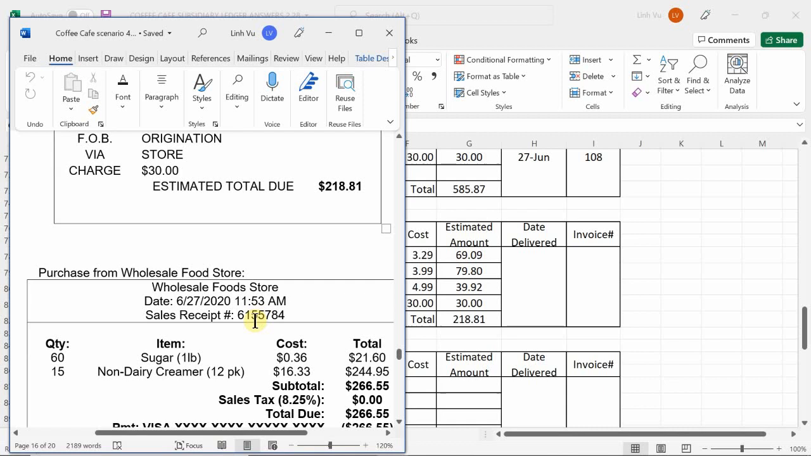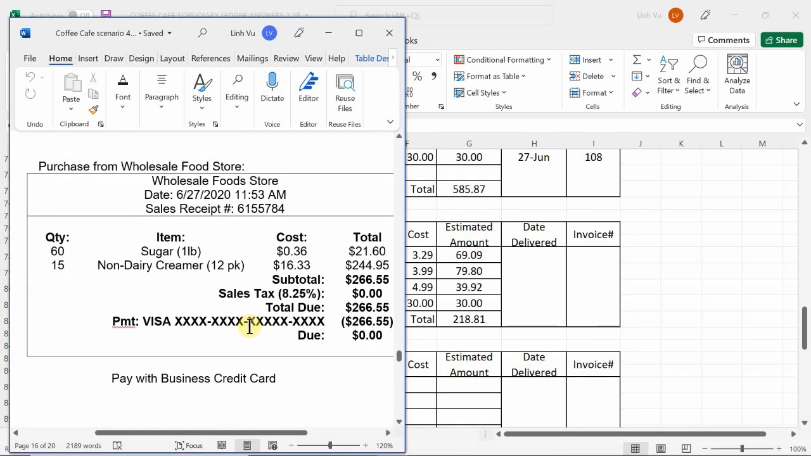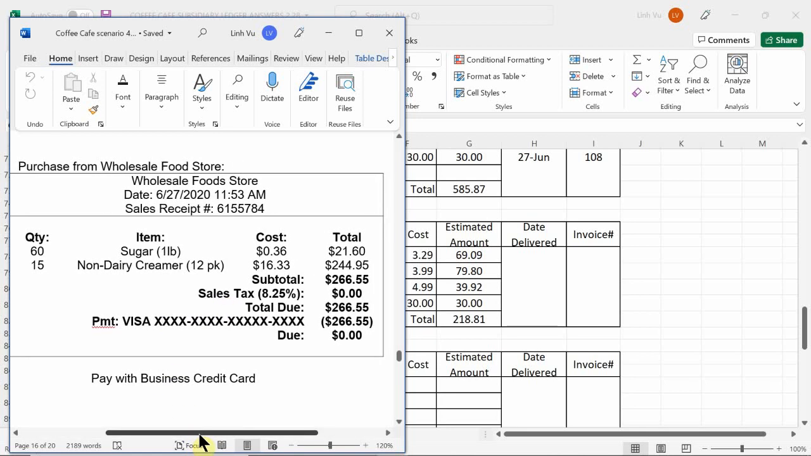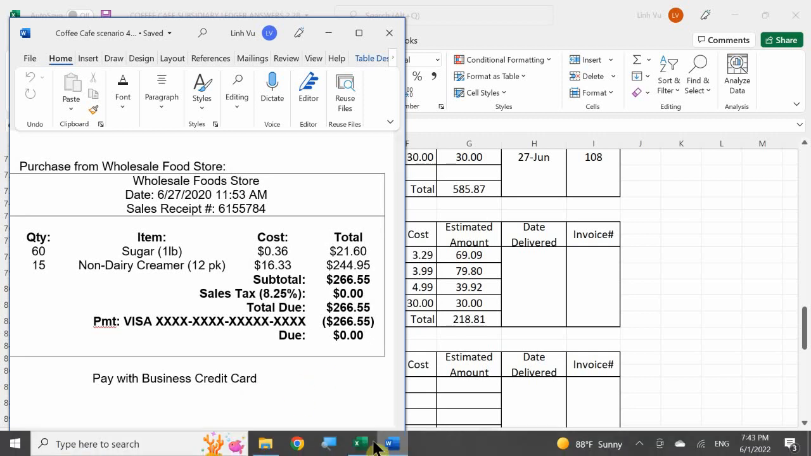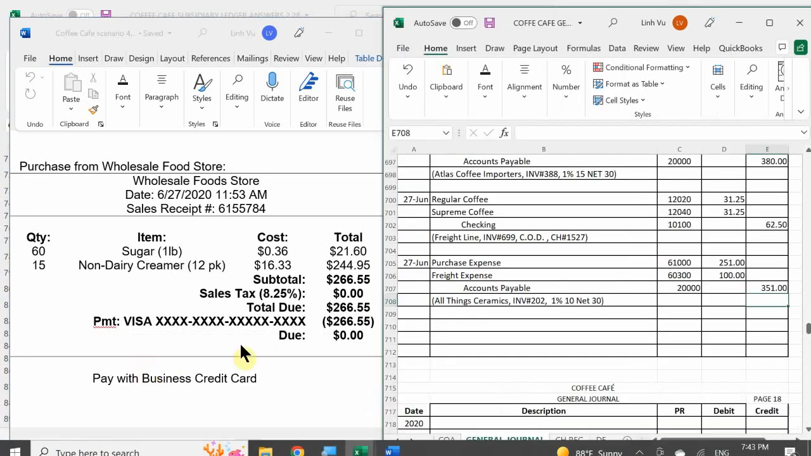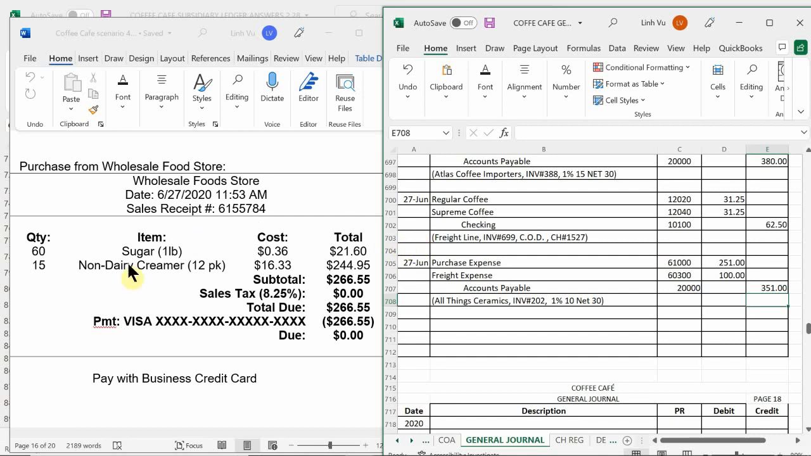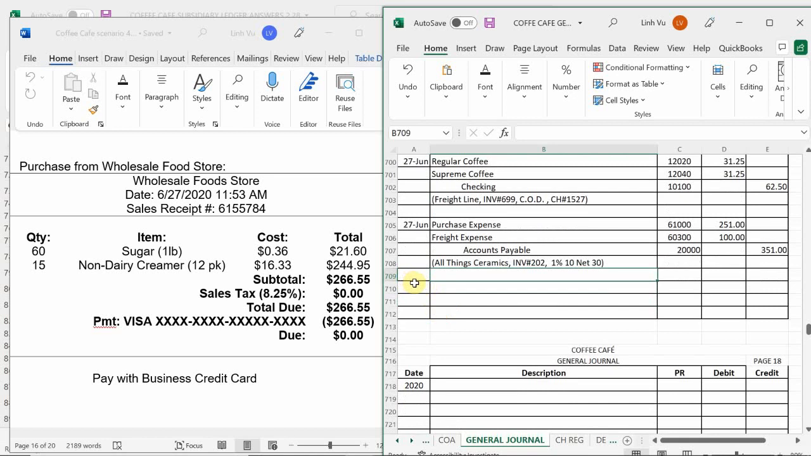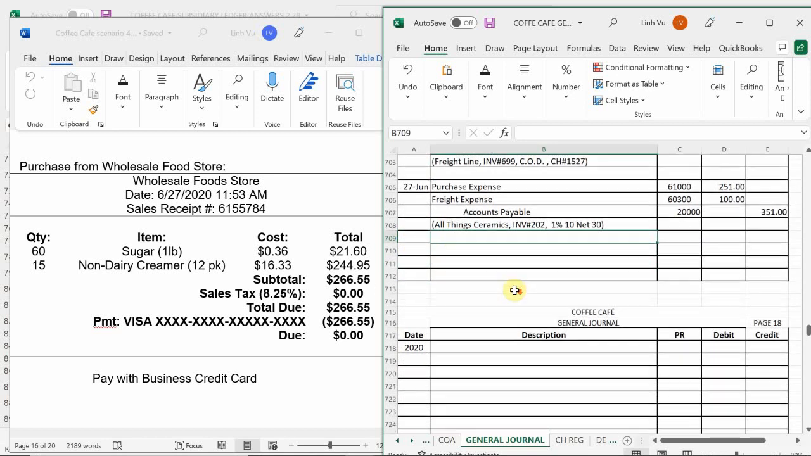Now it says right here that we purchased from Wholesale Food Store. All right, it's time for us to make another purchase of sugar and non-dairy creamer. And we use our business credit card to pay for this purchase. So let's see our journal. In this case, it's been a long time since we bought sugar and creamer.